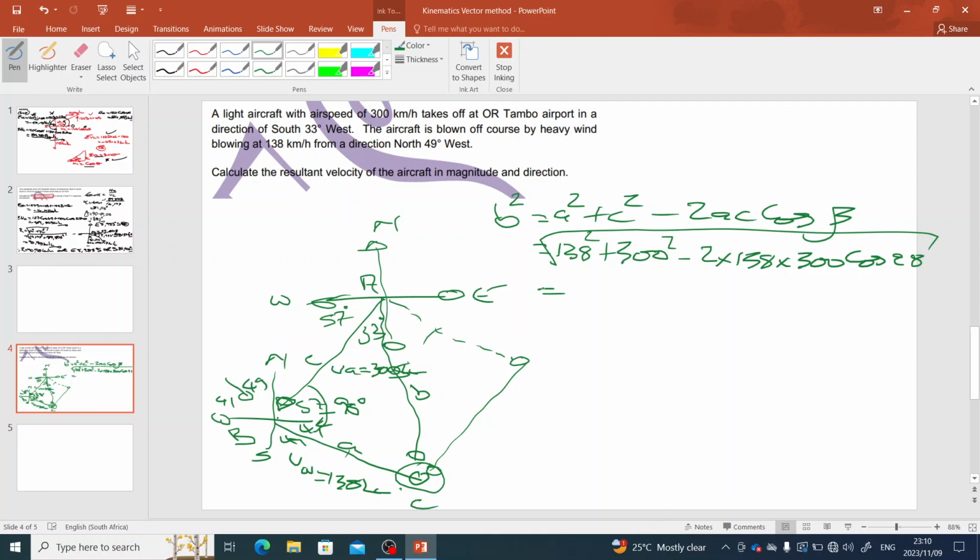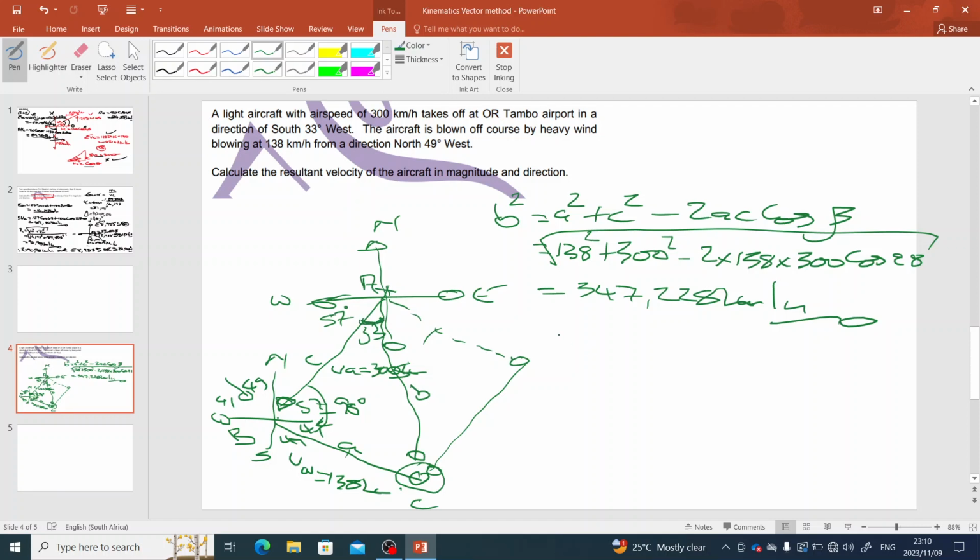In determining that, I get my answer as 347.228 kilometers per hour. It doesn't matter whether you use that vector method or you use the cosine rule, your answer would be the same and the correct one. Now, when coming to direction, please make note, you always calculate the angle from where you have started drawing your vector diagram. Where did we start drawing our vector diagram? Here. That means this is the angle that we are looking for.